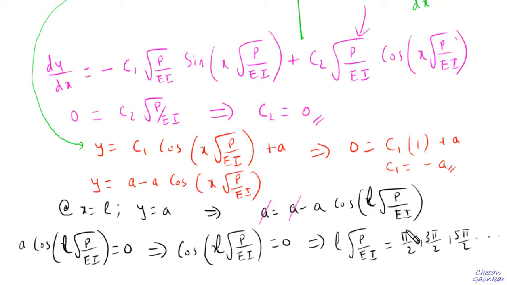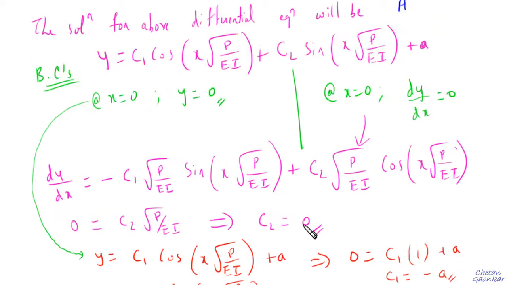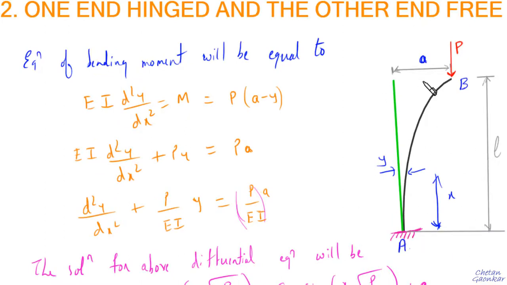So if we consider again the least significant value, that is this term, I will get P critical as pi square EI divided by, again the square of this 2 will become 4, and then L square. This we have obtained as the critical load formula, which will be equal to pi square EI divided by 4 times L square.